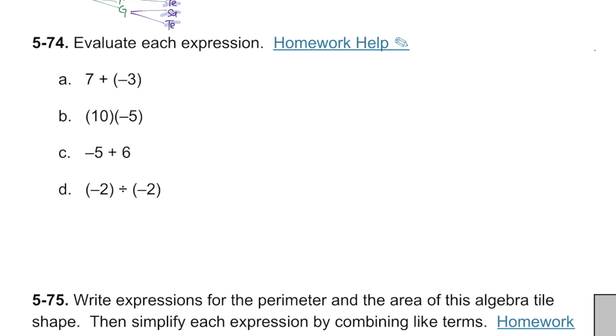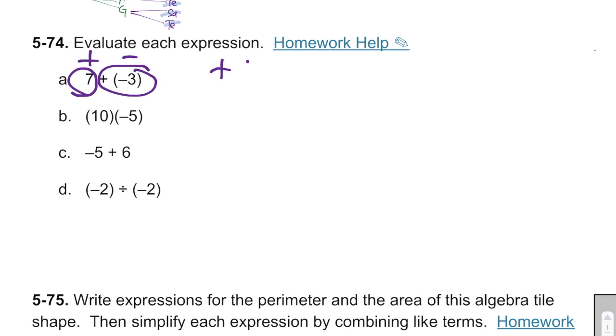So let's go ahead and go over A. It has 7 plus negative 3, and it says to evaluate each expression. So when we have that, we check the signs. The 7 doesn't have any sign in front of it, which makes it a positive value of 7. And for 3, it's a negative value. This makes the two signs different. If the two signs are different, that means you can make zero pairs.